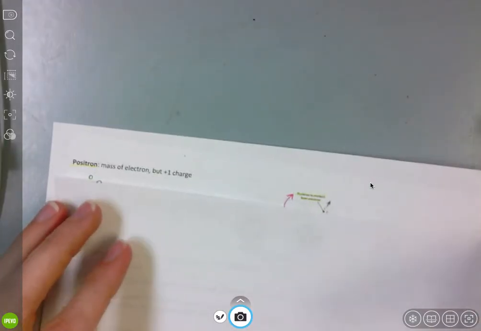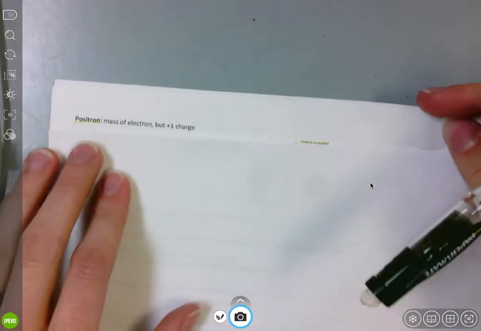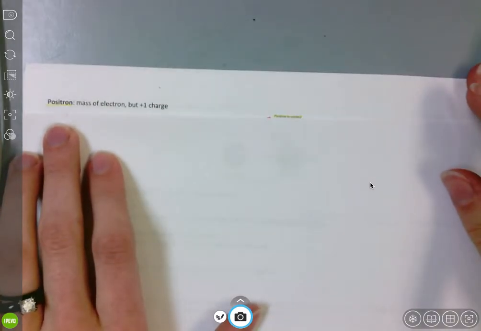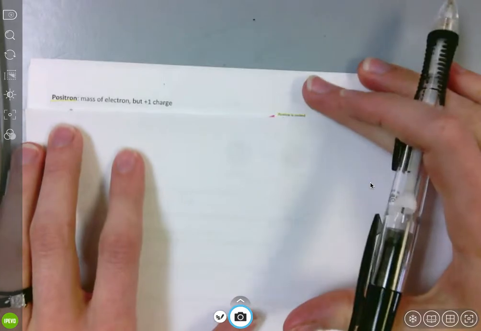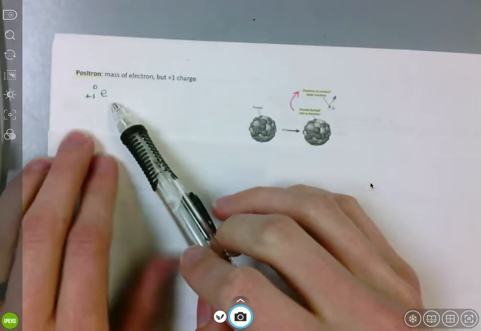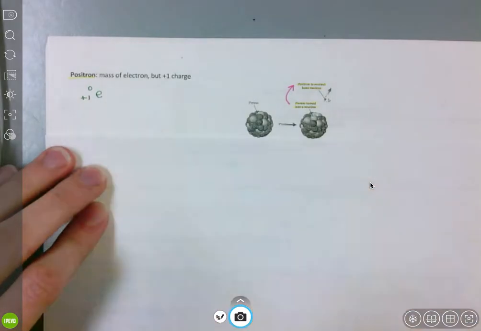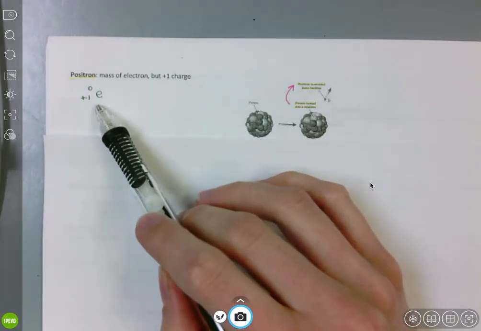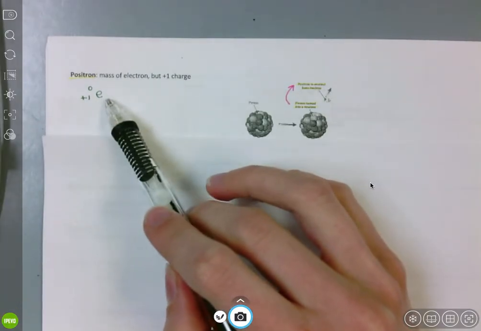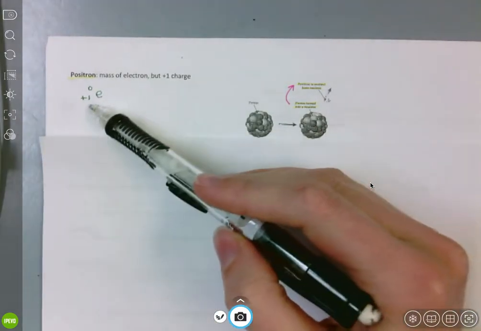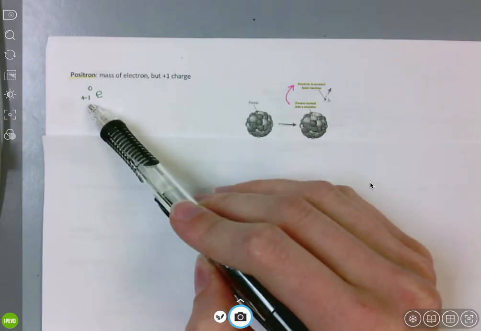All right. Let's look at our next type of radioactivity. We're looking at a positron. So a positron has the mass of an electron, but a positive 1 charge instead of a negative 1 charge. This is how we're going to do the notation for a positron in our nuclear equations. It's very similar to an electron, so we're still going to use the lowercase e. It has the mass of an electron, which is negligible, or basically 0, but a positive 1 charge instead of negative 1 here.